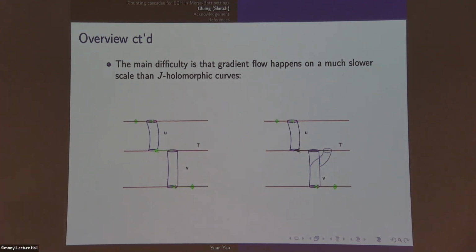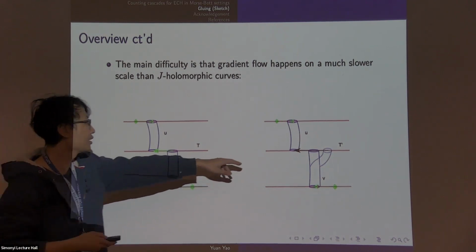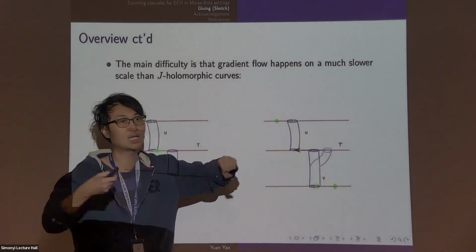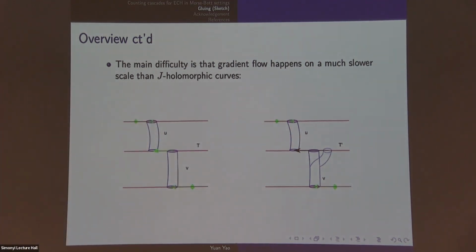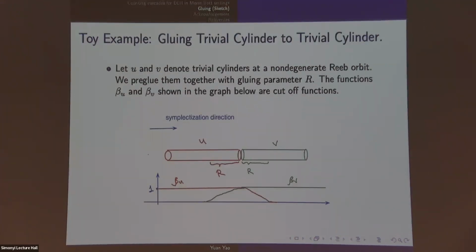So that's the technical thing: you have to really control how these equations are coupled to each other as you change these things around. And that's the main difficulty. So let me try to explain what the general strategy is in Hutchings and Taubes.